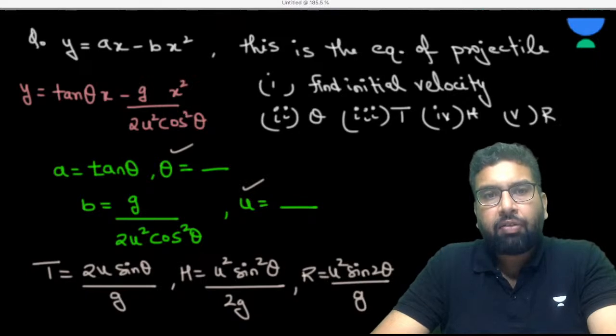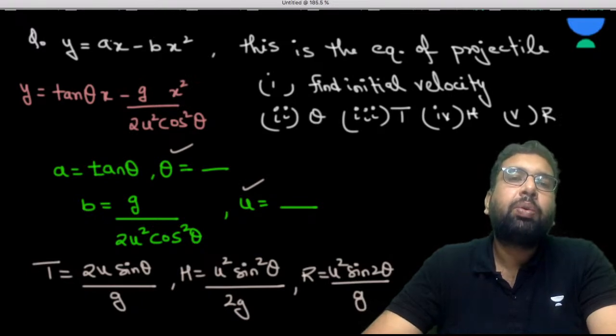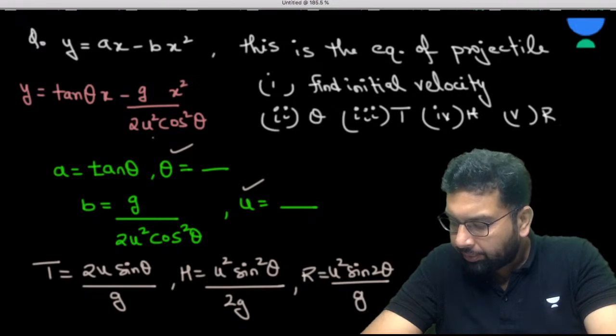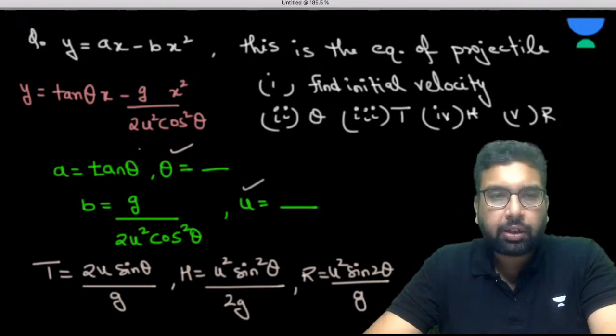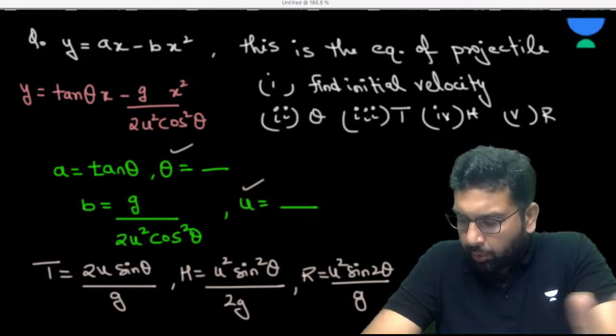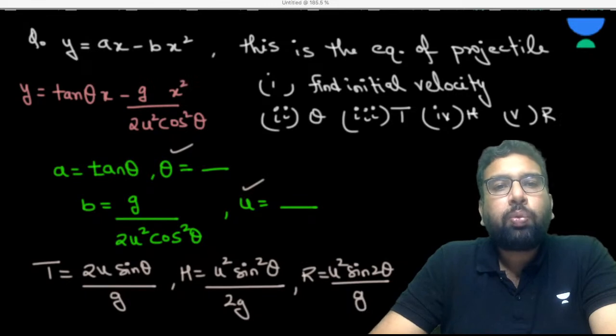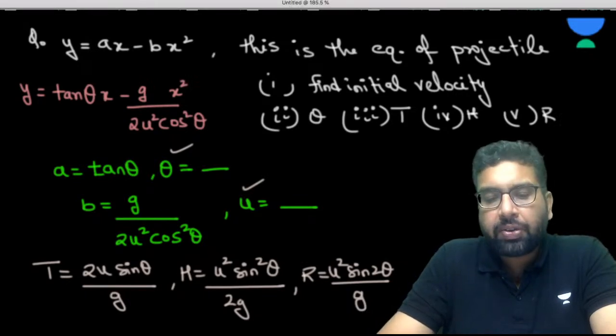See, when you have a value of A and when you have a value of B, I just made a random question. Instead of A, it might be root 3. Now, if it is written root 3, you will get the value of theta. Okay, but I hope you got this concept. Now, have you seen one more form of this equation of trajectory?